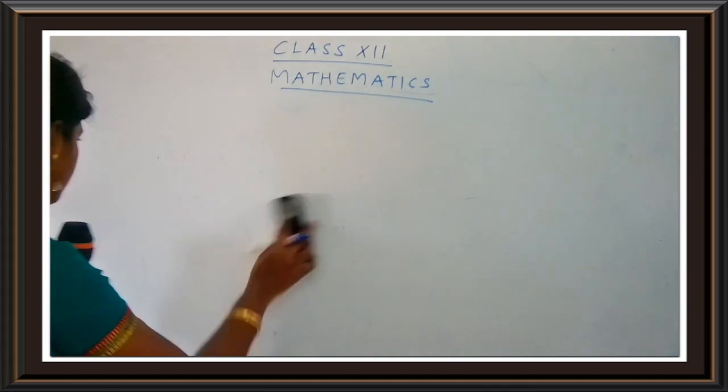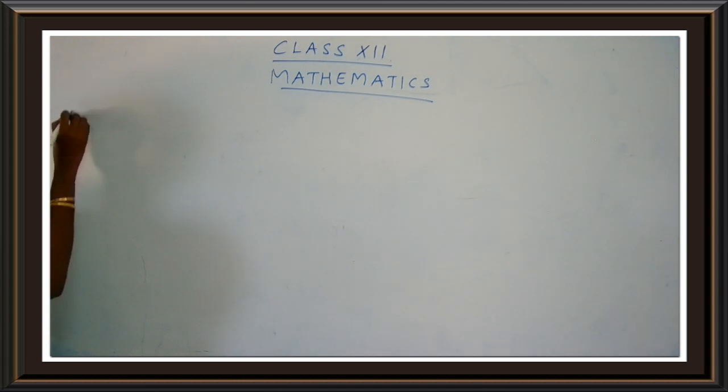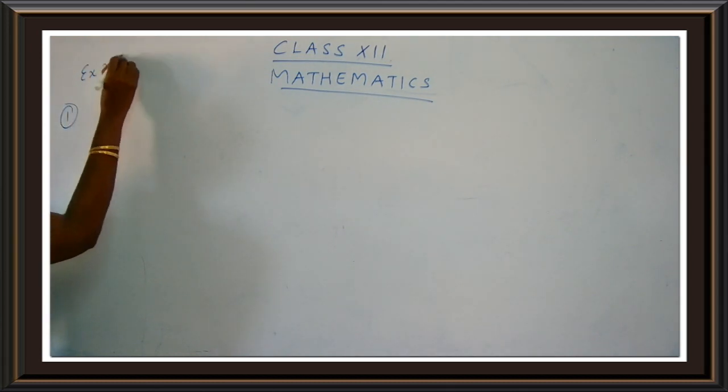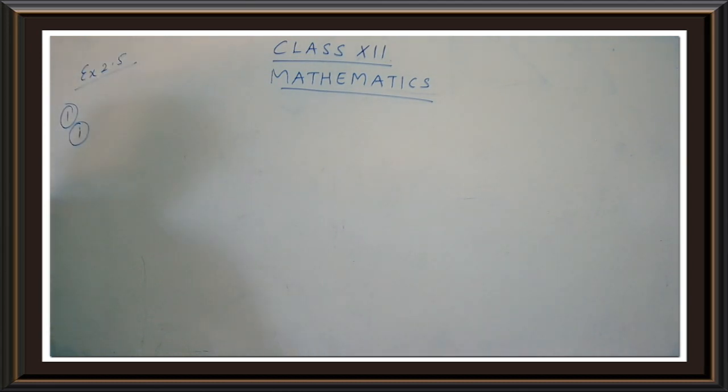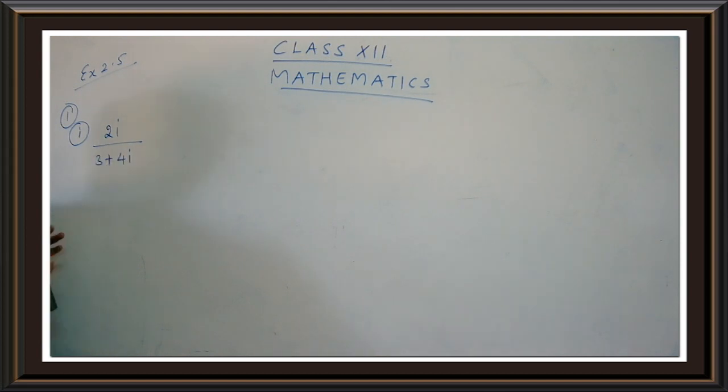Question number 1, exercise 2.5. Question number 1, the first subpart. 2i upon 3 plus 4i. What is given to you? 2i upon 3 plus 4i. Have you taken down the question?